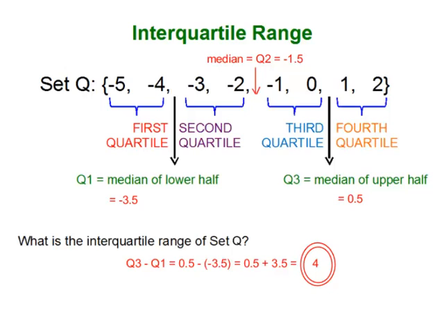All right, so that is interquartile range, a snapshot of the dispersion of a set. It tells you the range for the middle 50% of the data points.